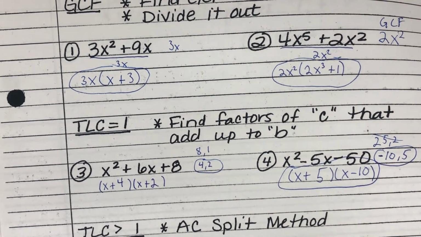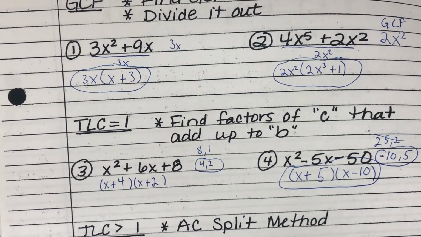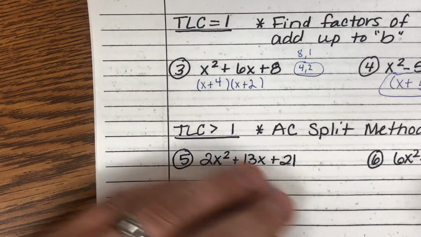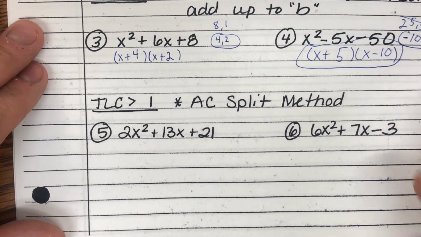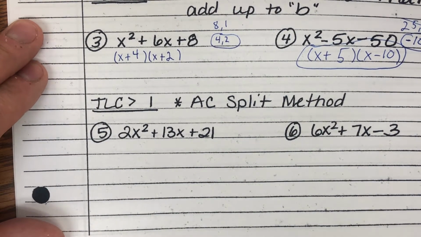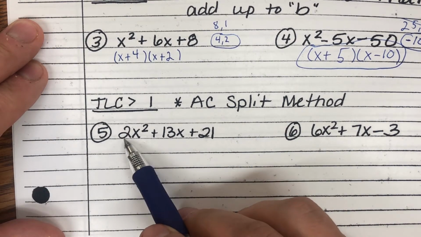The next method is by far the hardest one. That's the AC method, and that's when our leading coefficient is not 1. So we have a number in front of the x squared. In this case, we have 2x squared. So when I use the AC method, we multiply the first and the last term.